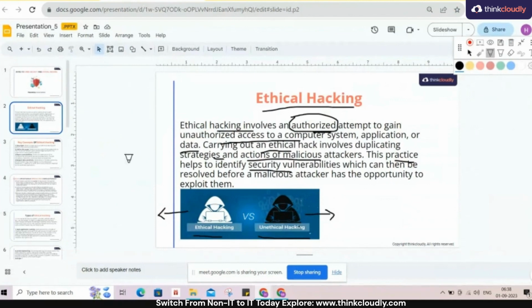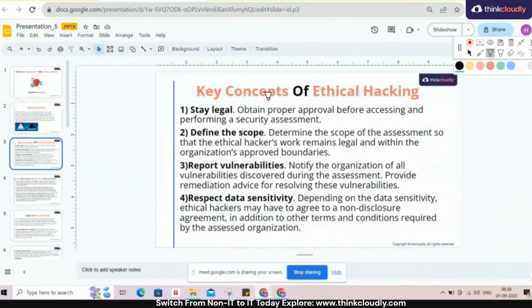Now we will see the key concepts that differentiate ethical hacking from unethical hacking. What are the key things you should follow while doing ethical hacking? First is to stay legal. Obtain proper approval before accessing and performing any security assessment. If you are working as a freelancer or security consultant, before doing any testing you should have proper approval from the management.